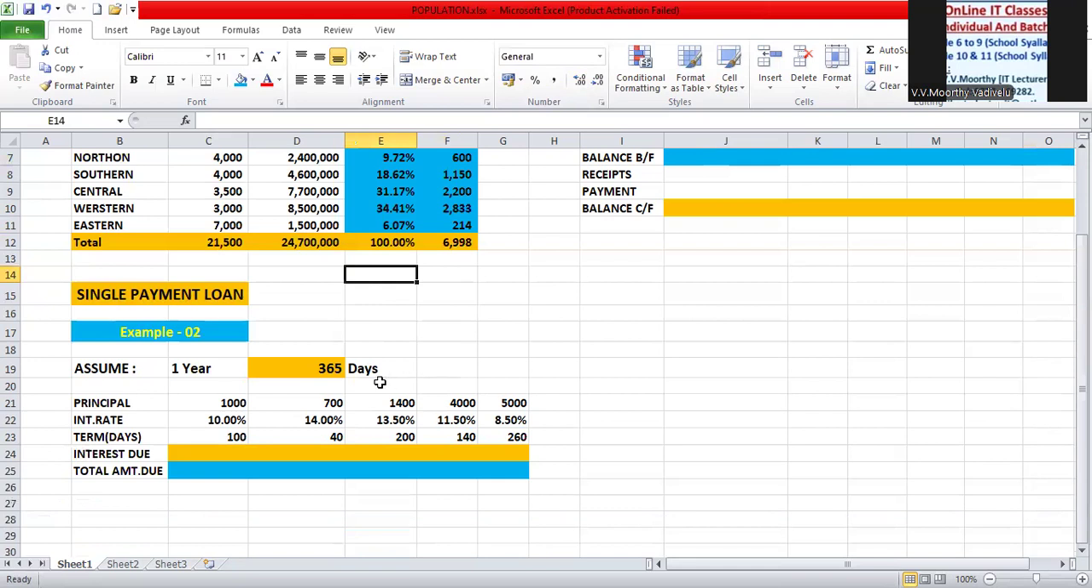So the next one, single payment loan, example 2. Assume 1 year, 365 days. Principal: 1,700, 1,400, 4,000, 5,000. The interest rate is given here. So the terms, number of days.